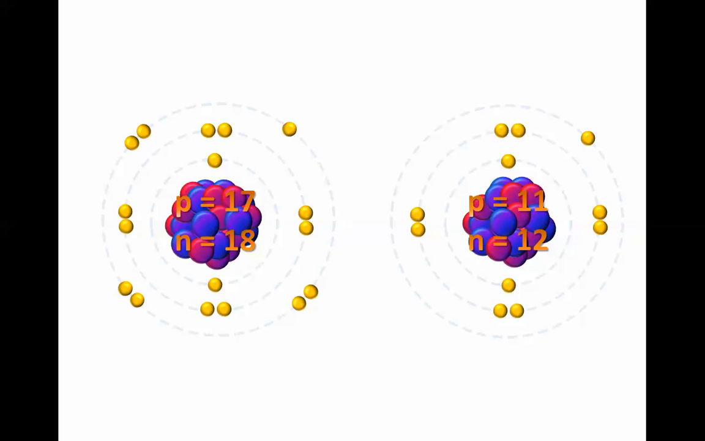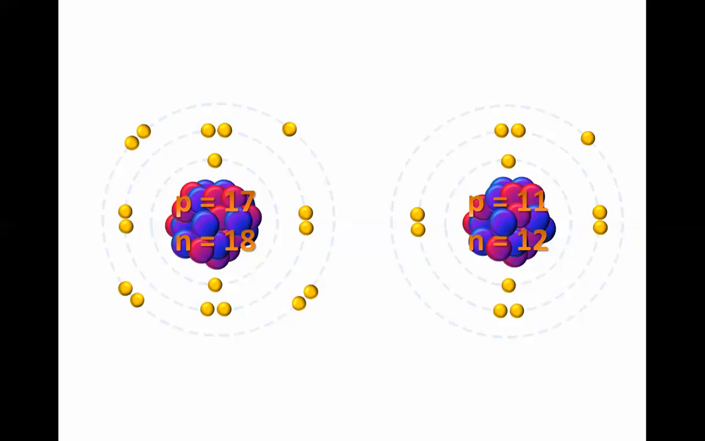If we look at a couple of atoms, we have a chlorine atom on the left and a sodium atom on the right. We have the protons and neutrons in the nucleus. The number of protons, we'll recall, is the atomic number, and it tells us what the atom is. If I have 17 protons, I'm chlorine. If I have 11 protons, I'm sodium. The number of protons also determines the number of electrons, so if I'm sodium with 11 protons, I also have 11 electrons.